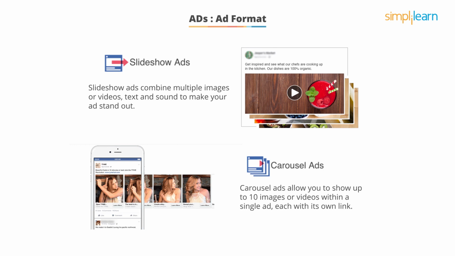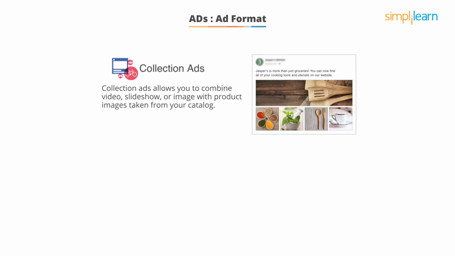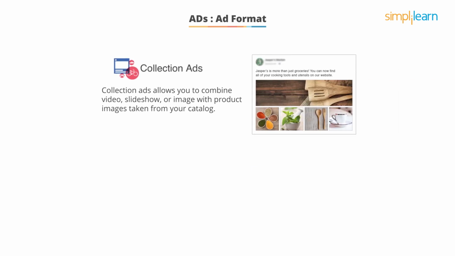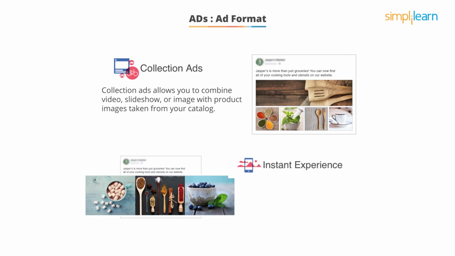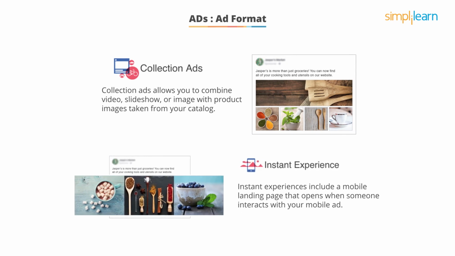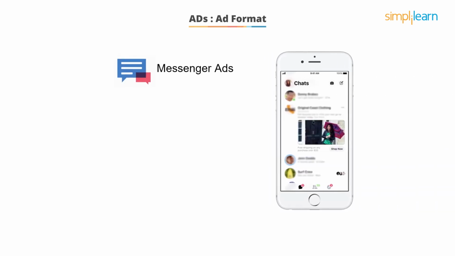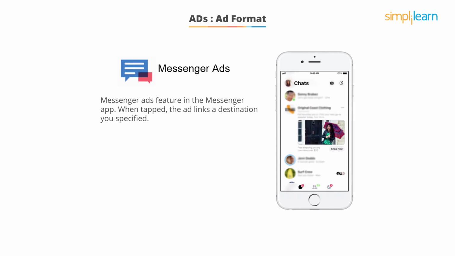Carousel ads allow you to rotate 10 photos or videos within your ad. And the power of these ads is that each photo in the carousel can have its own link. Collection ads allow you to showcase products from your catalog, and the instant experience ad is an ad specifically for mobile devices. The benefit is that you can link a mobile landing page to your ad to enhance the branding experience. And finally, there are ads specifically for Messenger. These are great to drive people from Messenger to your website.